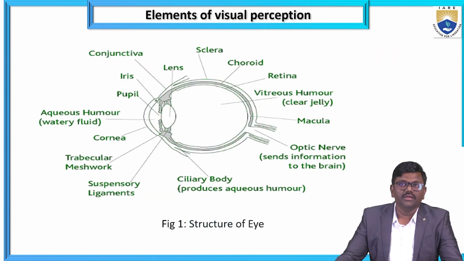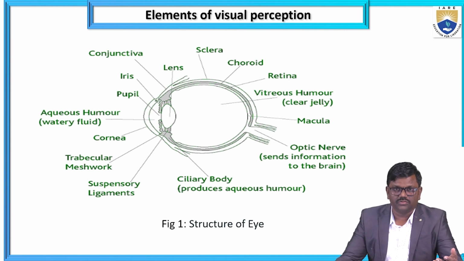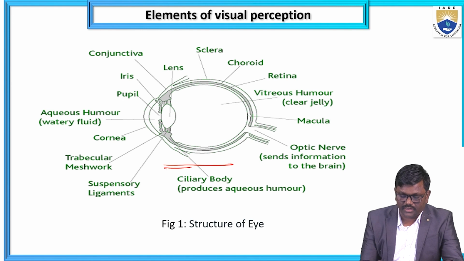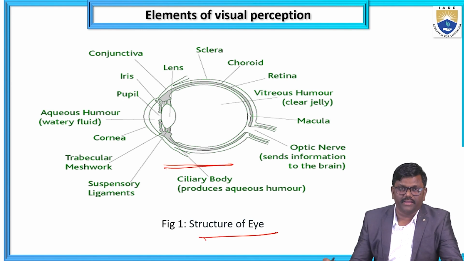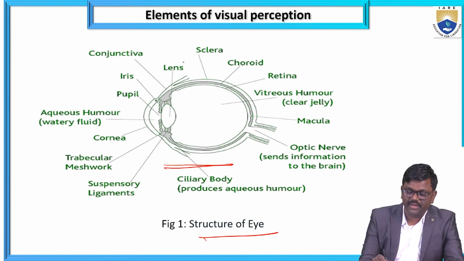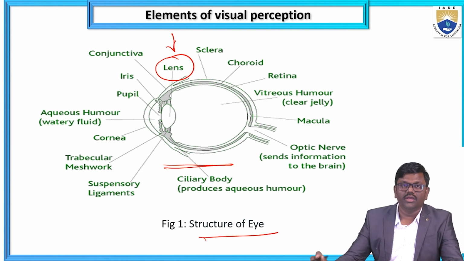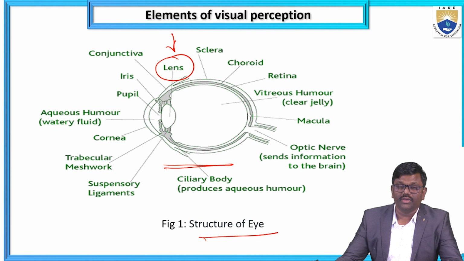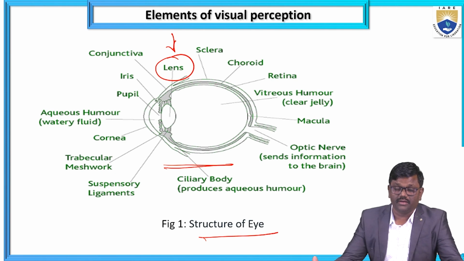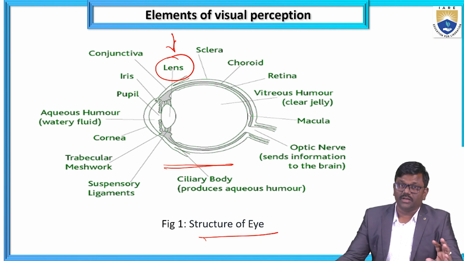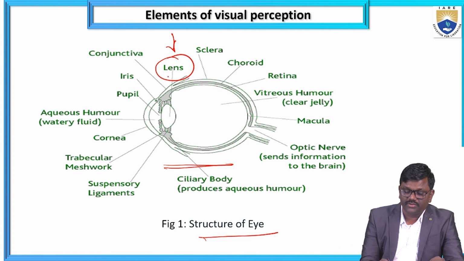So this one is the elements of human eye. If you consider the complete structure of the eye, we are going to understand it in terms of lens adjustment. Based on this lens adjustment only, we observe an image. That means the observation completely varies in terms of lens variation only.